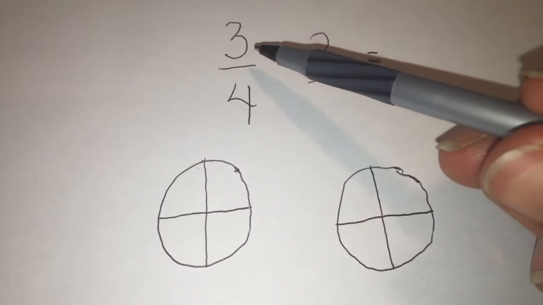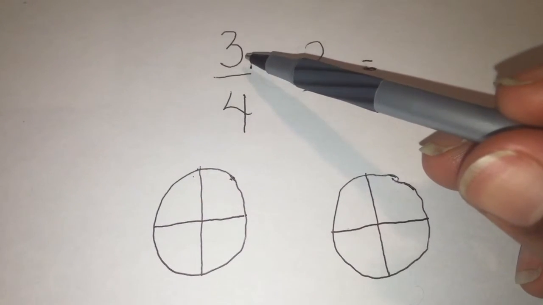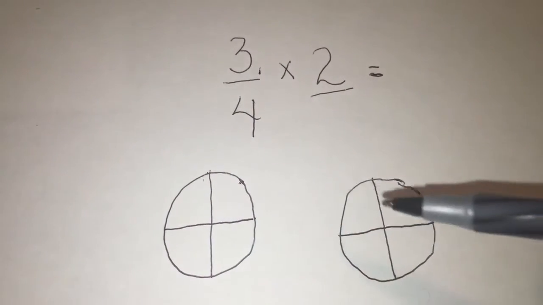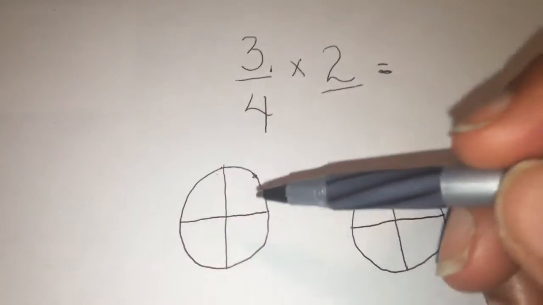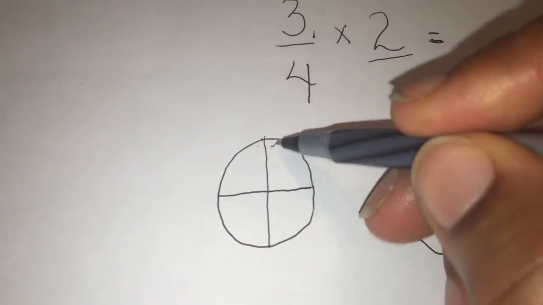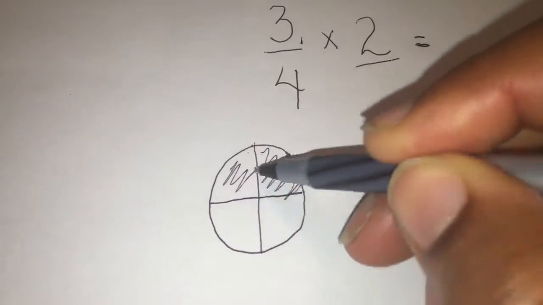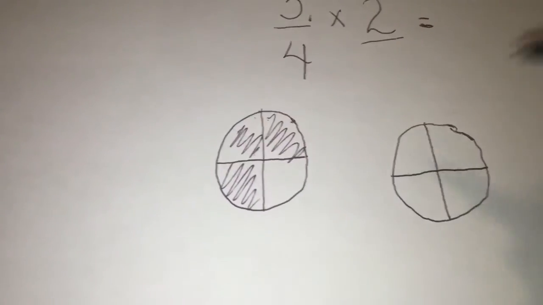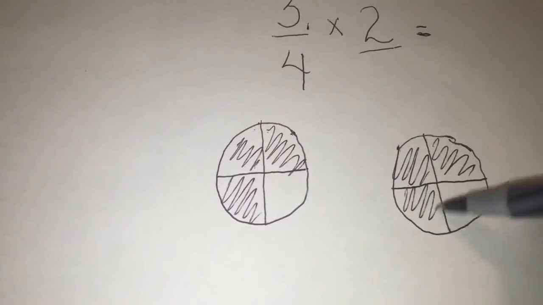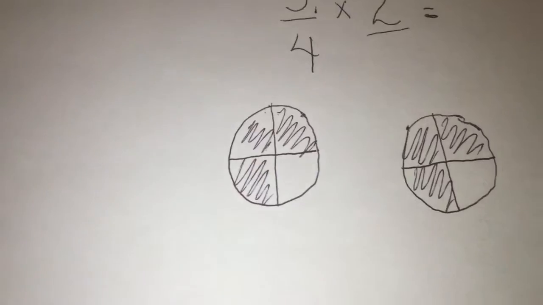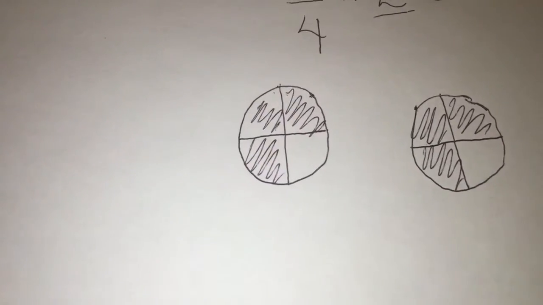I'm going to do the same thing with the second circle. Next, I look at the numerator, and that tells me how many parts I should shade in each circle. I'm going to go ahead and do that now. So I need to shade 3 parts in each circle. 3 parts in each circle.